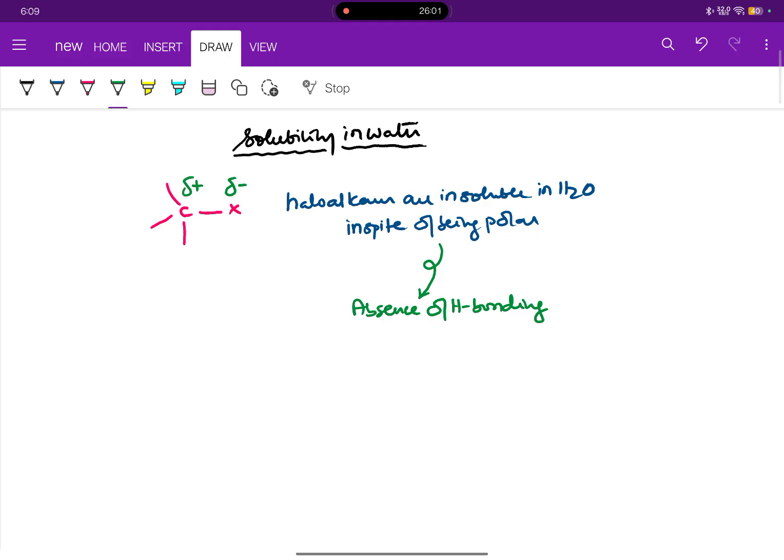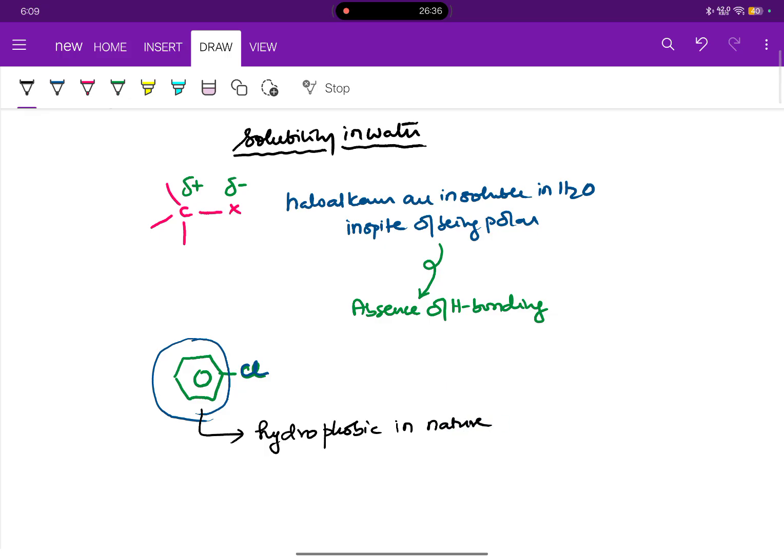What about chlorobenzene? Chlorobenzene will not form at all. At least haloalkanes can form. Haloarenes, you can't even think about them getting dissolved in water, because the benzene ring is a very important factor in solubility, because it is highly hydrophobic in nature.